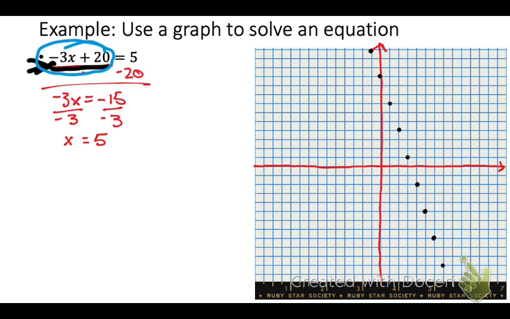Okay, now I have to graph this side. What is that? 5. It's on the x-axis. What kind of a line is 5? X.